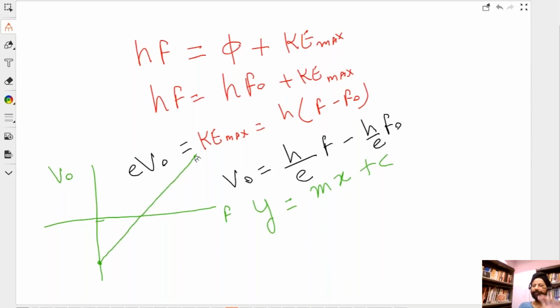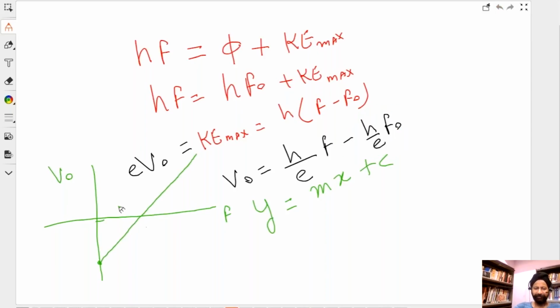So the slope is always constant because h is Planck's constant, and e is also the electron charge, which is a constant. It doesn't matter what material you take or what color of light you take, the slope of the line will be the same. What will matter with the materials is this, because f naught is defined for a material.